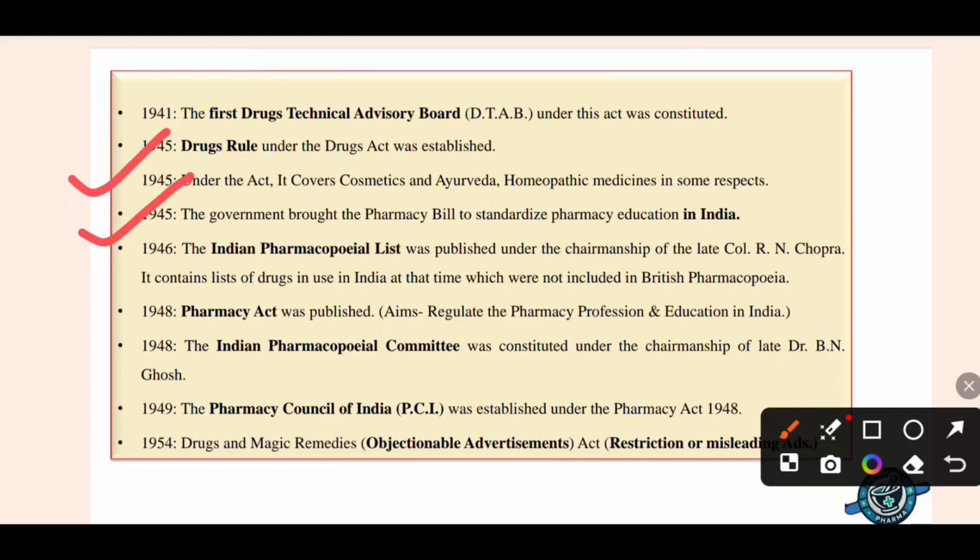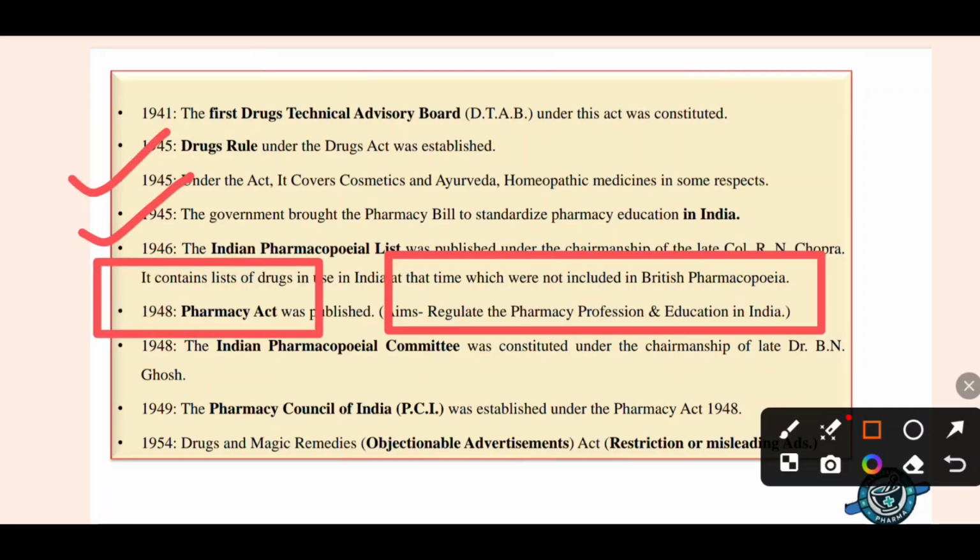So what is the role or importance of the Pharmacy Act? The most important part of the Pharmacy Act is to regulate the pharmacy profession and education in India. Okay, so all of you listen carefully. In which year was the Pharmacy Act established? 1948. So in 1948 the Pharmacy Act was established. Okay, so what is the role of the Pharmacy Act? To regulate the pharmacy profession and education in India.